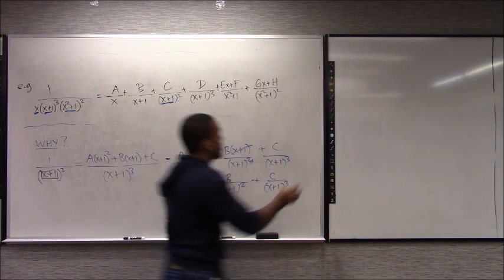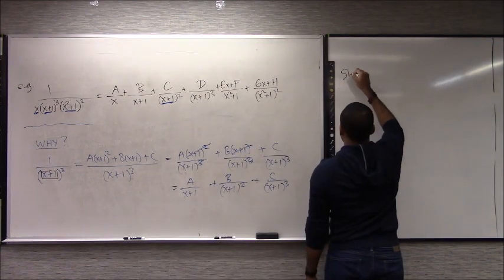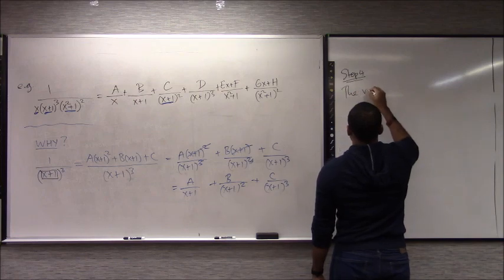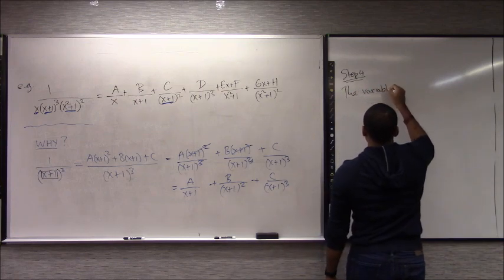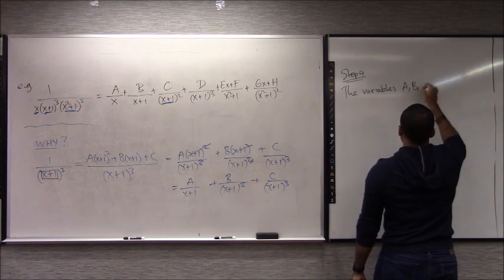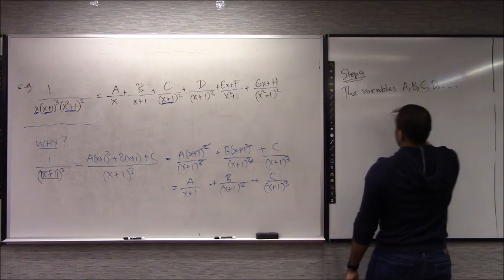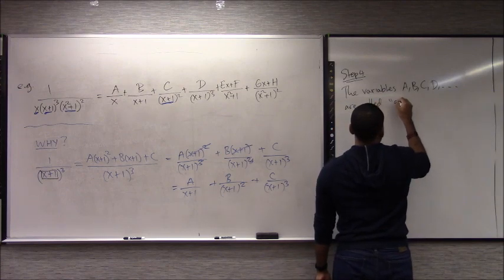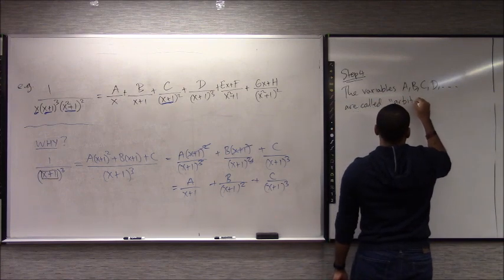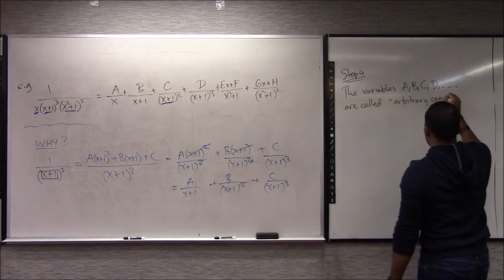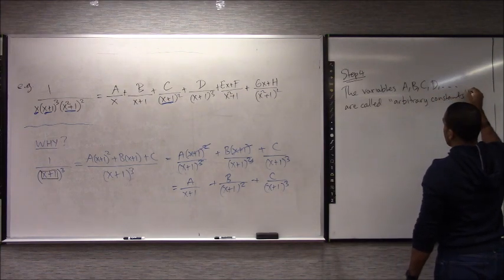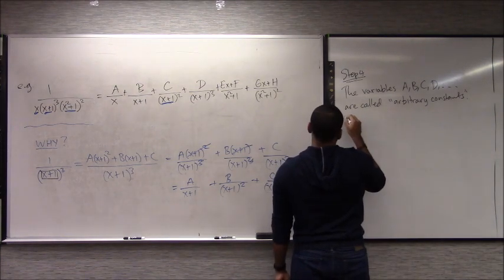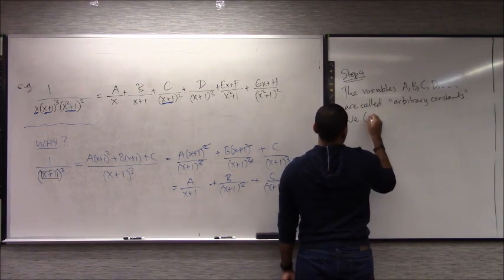Now, step 4. The variables A, B, C, D, etc. are called, just like with integration, arbitrary constants. Now the goal is you need to find them sometimes.